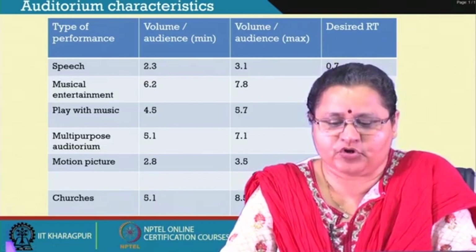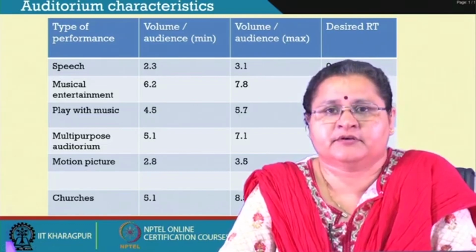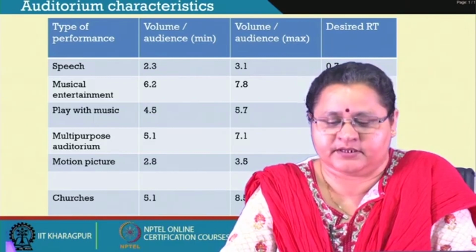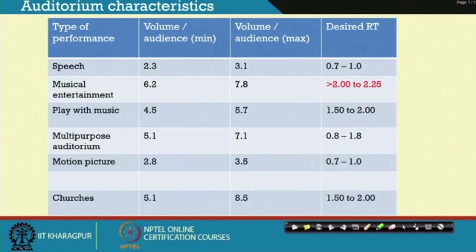So, we can see volume up to 8.5 cubic meter per person here. Sorry, the volume unit is in cubic meters and time, that is RT, is in seconds. So, this chart will help you in getting the starting point, that is per person volume for calculations per se.